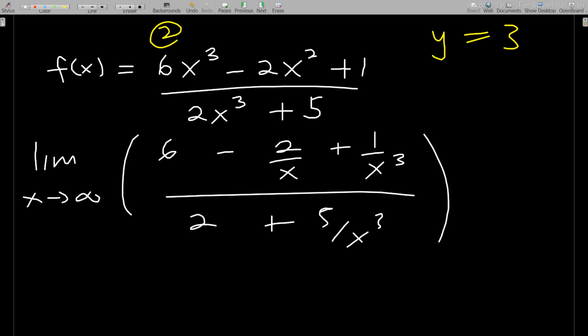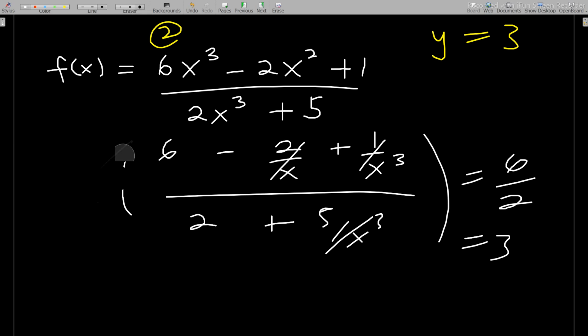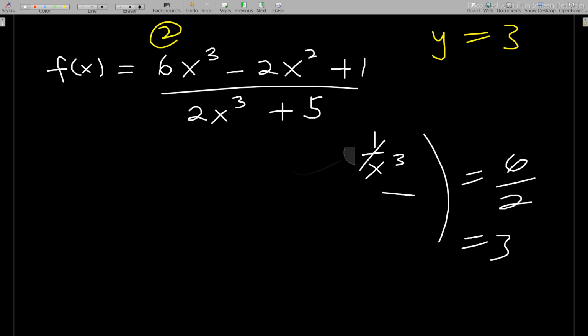Now with this, if I plug in infinity, here will be 0, here will be 0, here will be 0, so I'll be left with what? 6 over 2, and that will give me 3. So my horizontal asymptote, like I said, is just y equals 3. Now I was able to predict this as well. So the question is how did I do this?